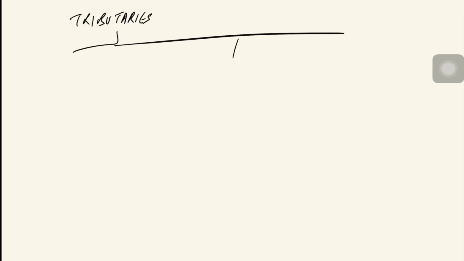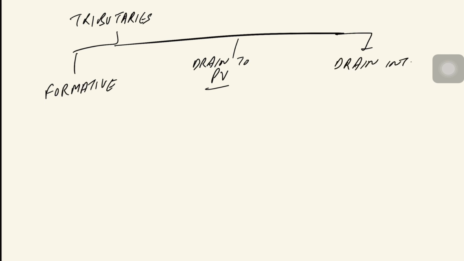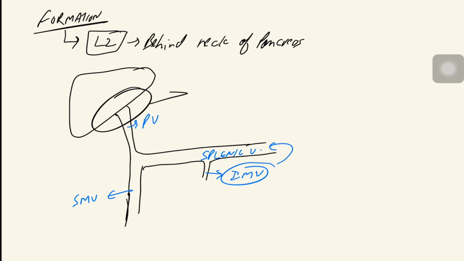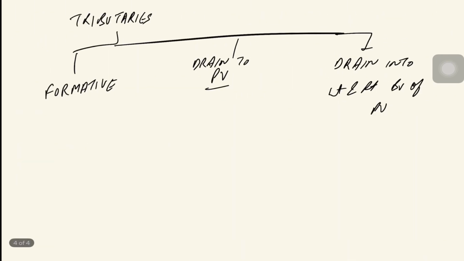Tributaries are divided into three categories: formative, the ones that drain into portal vein, and the third that drain into left and right branches of portal vein. So after reaching liver, over here the portal vein divides into two, the left branch and the right branch.